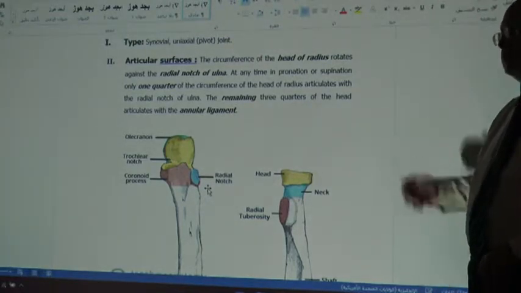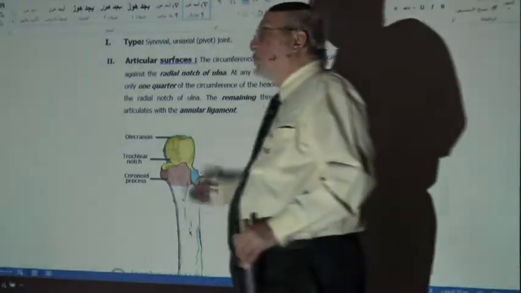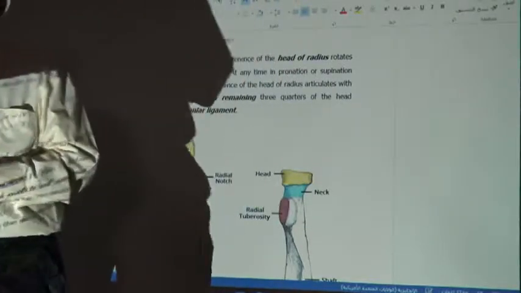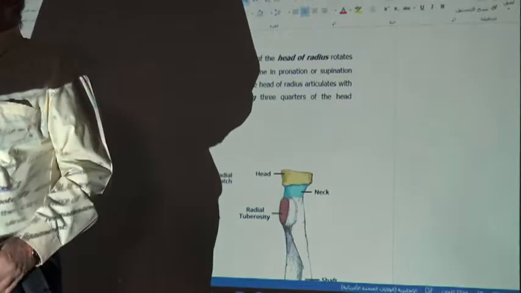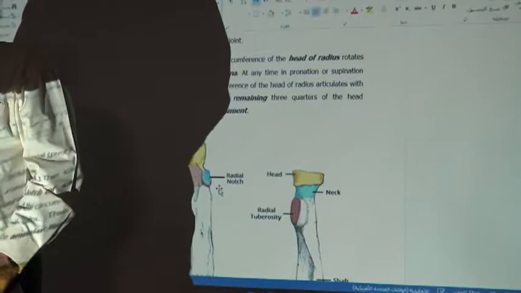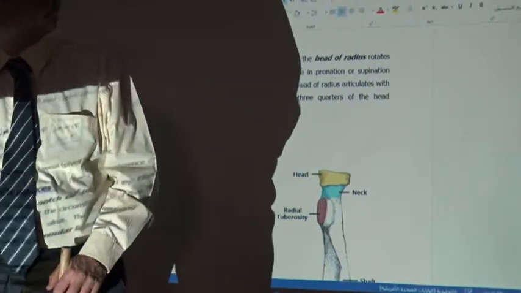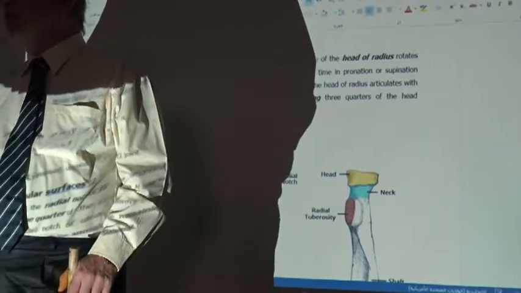The capsule, as we mentioned in the elbow joint, the capsule of the superior radioulnar joint is continuous with the capsule of the elbow joint. The synovial membrane of the superior radioulnar joint is a continuation of the synovial membrane of the elbow joint and a downward prolongation of it.